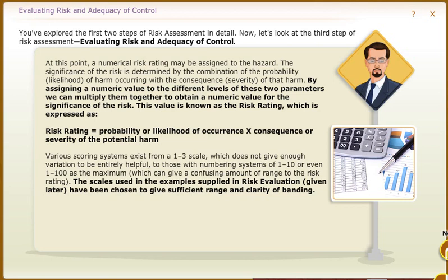Various scoring systems exist, from a 1 to 3 scale, which does not give enough variation to be entirely helpful, to those with numbering systems of 1 to 10 or even 1 to 100 as the maximum, which can give a confusing amount of range to the risk rating. The scales used in the examples supplied in risk evaluation given later have been chosen to give sufficient range and clarity of banding.